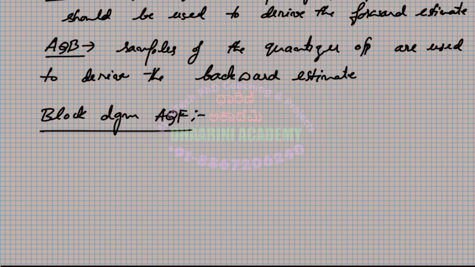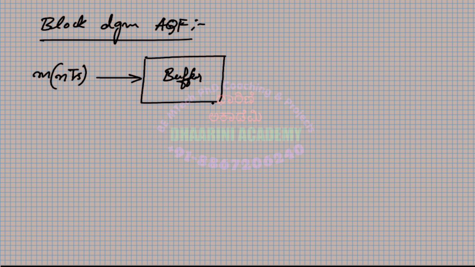So it's a forward difference. That's what we are trying to represent here. Let me say that I have the input that is denoted as n of nTs. It will be directly given to a particular block called a buffer. It's going to hold the data there for some time. Now our intention is to make an estimation of the various levels that are present. By using the present data, I should be able to guess my next one.